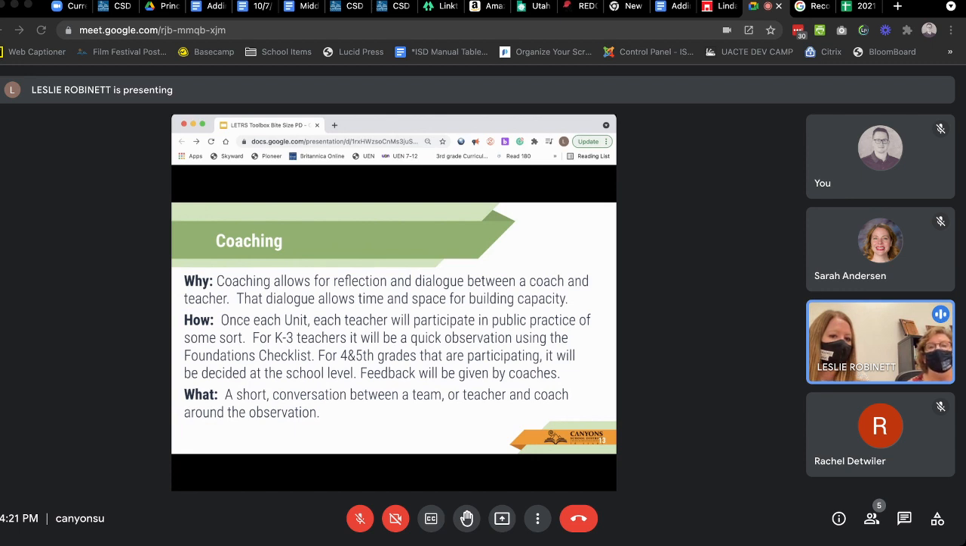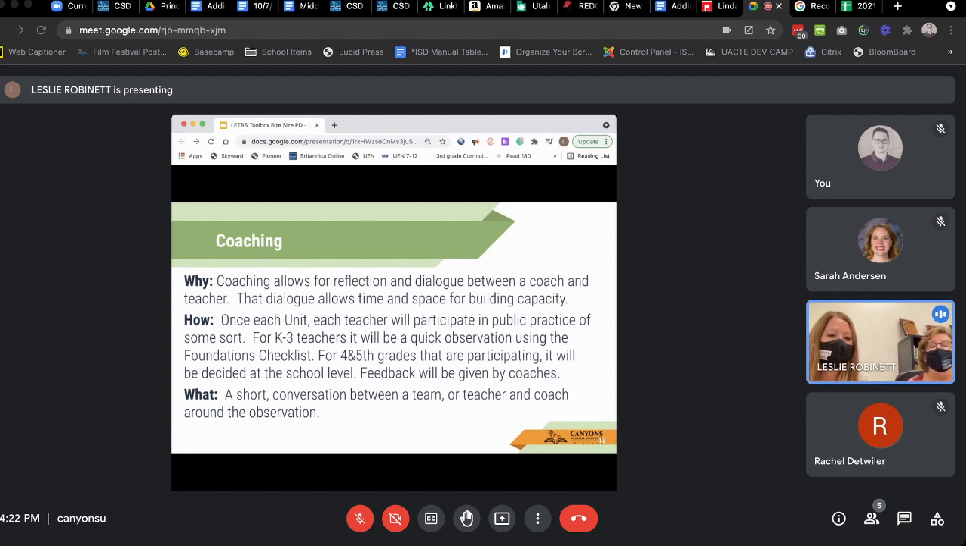So it does really allow the time and space for building your own capacity. As you all know, even if you're new to Canyons, you may have had a coach somewhere along the line in your life. The coach is not there to judge; the coach is someone to talk with. They're kind of a thinking partner. So each unit, because there's so much information, this is a critical piece. And so we want you to feel supported in your learning with a coach as your partner.